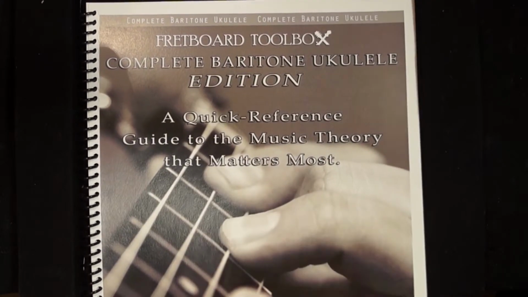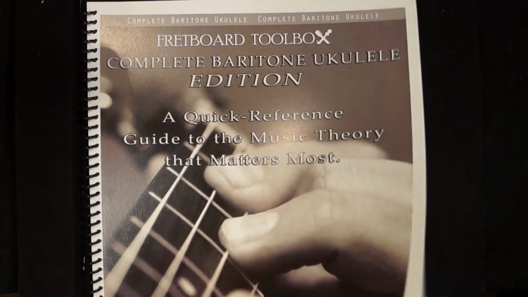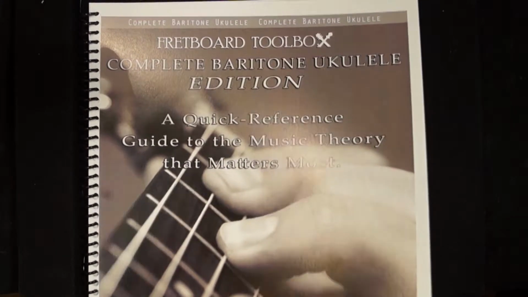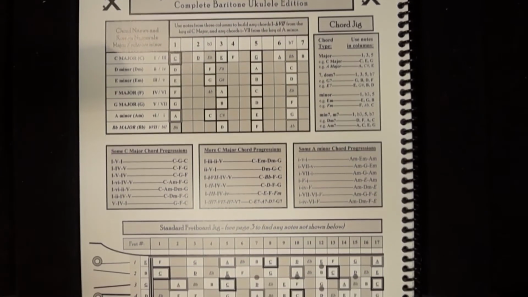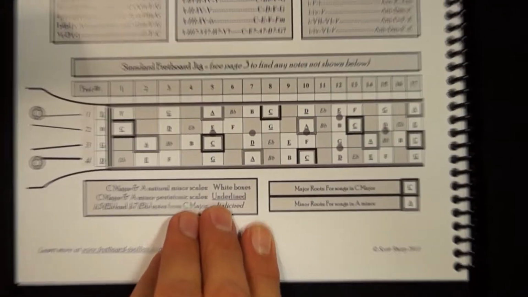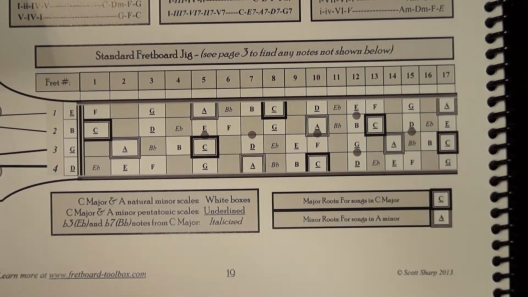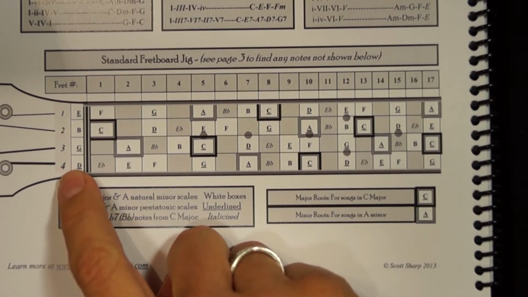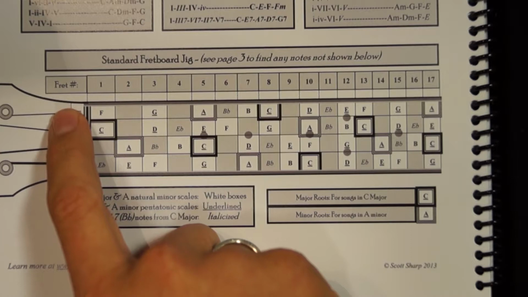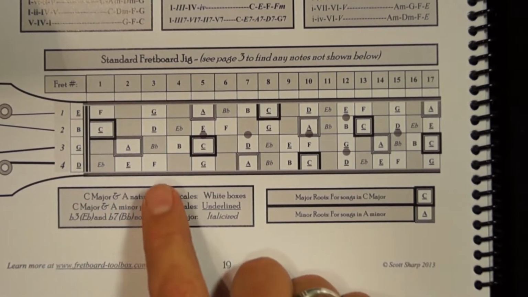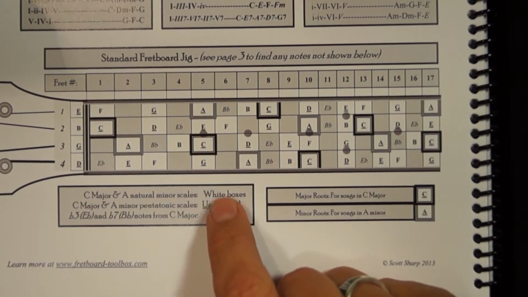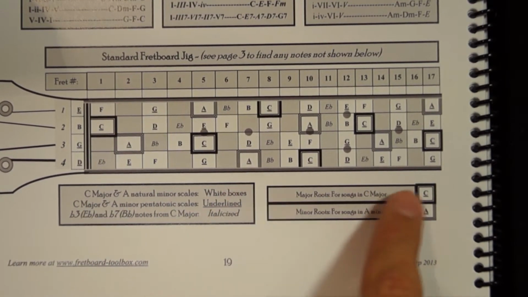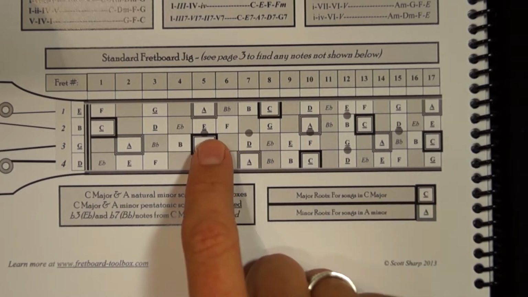Okay, to see these scales that you're going to want to know in the key of C major, we're going to turn to page 19 of a Fretboard Toolbox Complete Baritone Ukulele edition. And what we're going to focus on is the standard fretboard jig here, where we have our 4-string, 3-string, 2-string, 1-string, and you can see the tuning. And then you can see the major scales are the notes in white boxes.